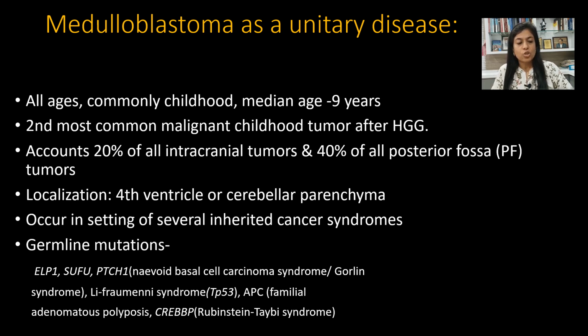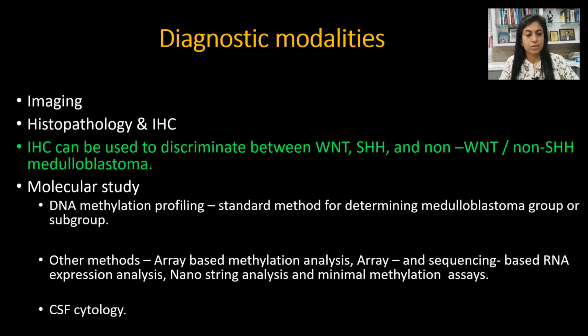Medulloblastoma can be found at all ages, and is common in childhood, the median age being 9 years. It is the second most malignant childhood tumor after high-grade gliomas, and it accounts for 40% of all posterior fossa tumors. These are commonly located in the fourth ventricle or the cerebellar parenchyma, and they occur in the setting of several inherited cancer syndromes and germline mutations.